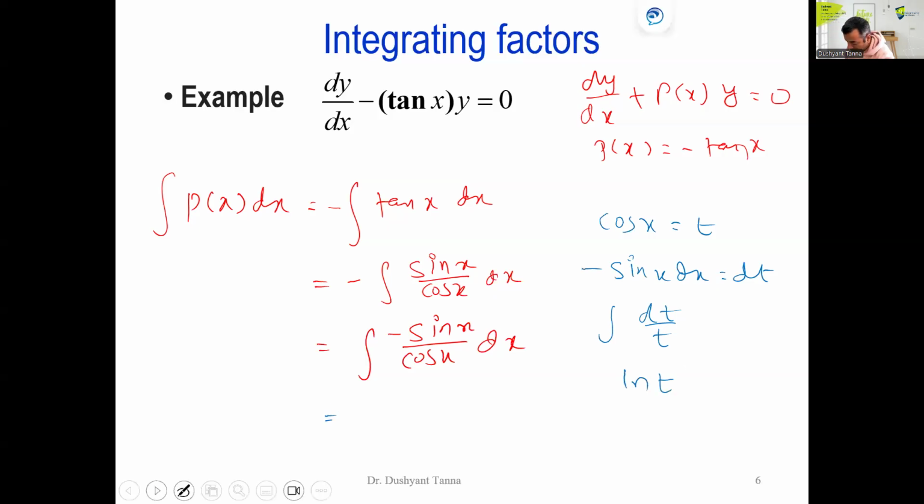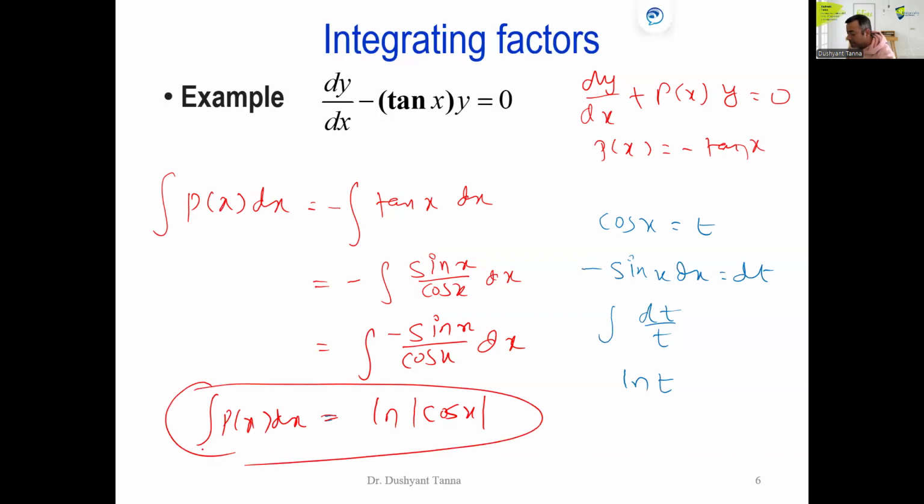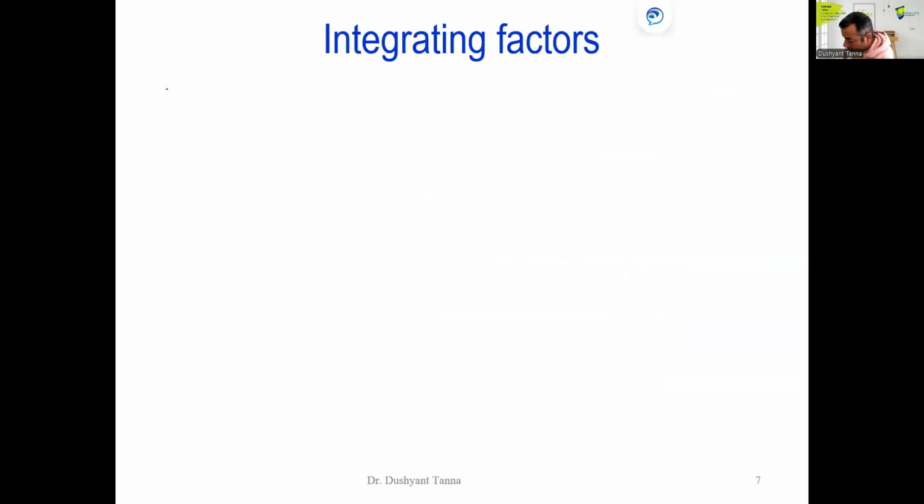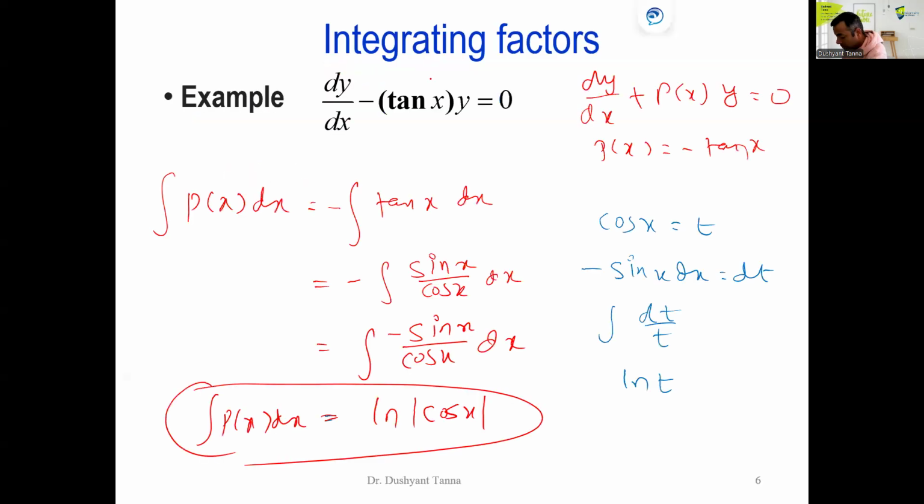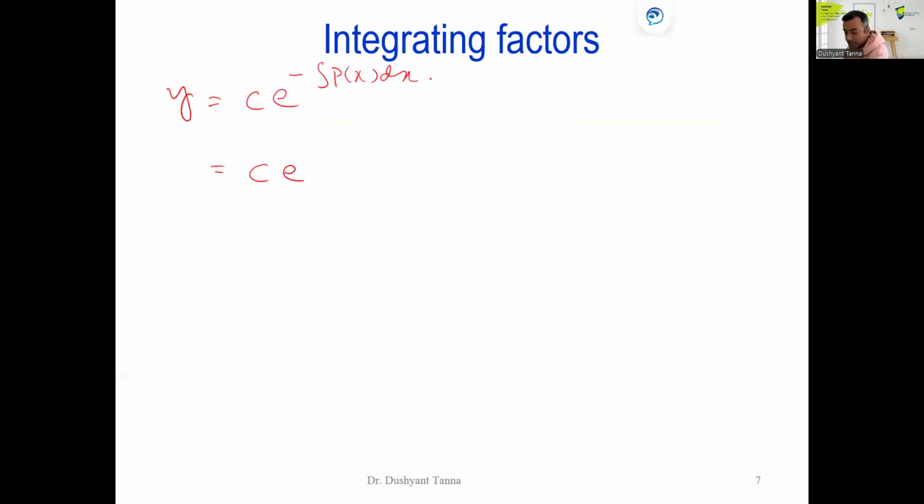Right, so this here would be, sorry, not this, ln of cos x, that is the integration of tan x dx, ln cos x. Right, so when I talk about my y as a solution, we know what is y. y equals C e raised to minus integral of p x dx. Since I know the integration part from earlier, integration of p x dx is ln cos x.